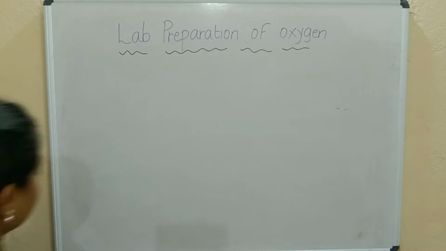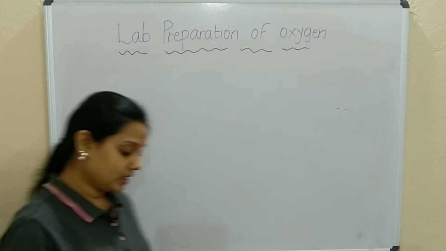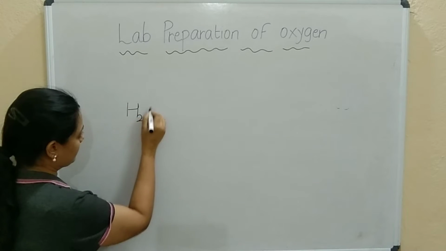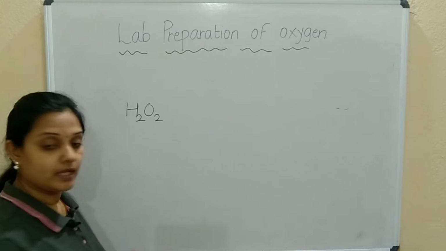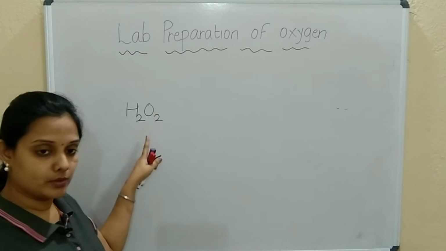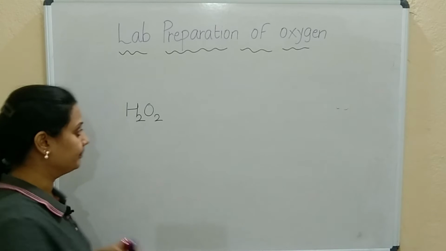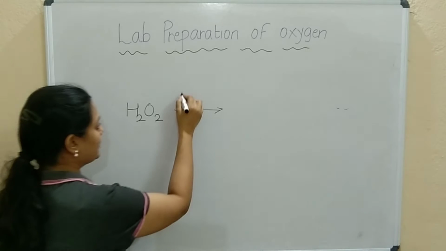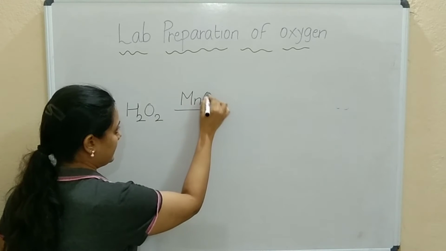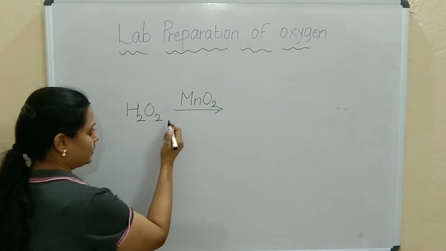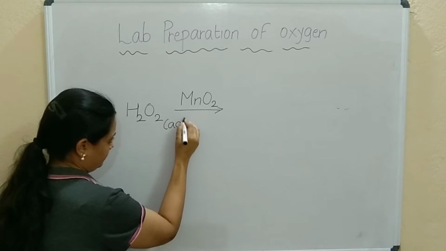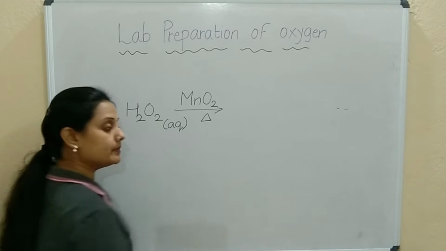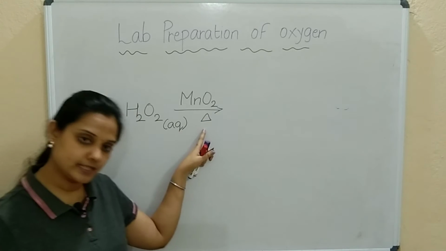The third preparation is the thermal decomposition of hydrogen peroxide, H2O2, in the presence of a catalyst, that is MnO2. Again the same catalyst, MnO2. This H2O2 is in the aqueous form. For thermal decomposition, I will put a heat symbol, a small triangle.